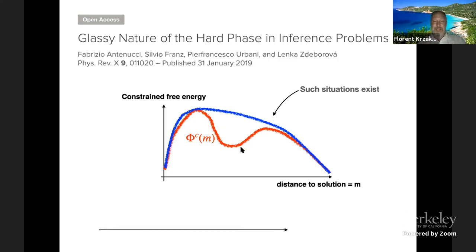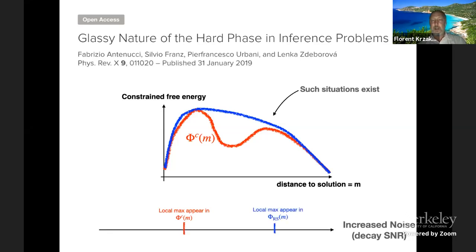That means the following, and I'm really puzzled by this. If you increase the noise or decrease SNR, and you ask yourself, well, when does the local maxima appear in the true constraint-free energy? Well, it happens somewhere. When does it appear in the replica symmetric free energy? It happens later.